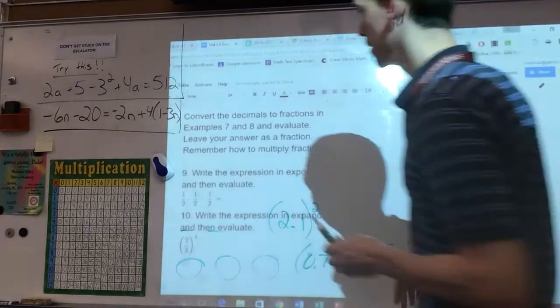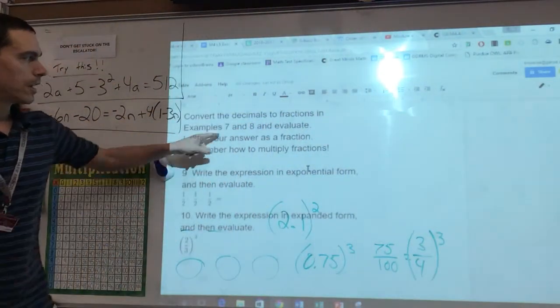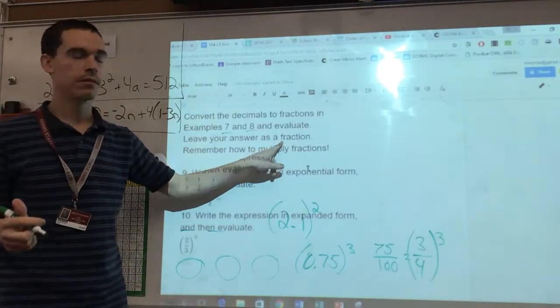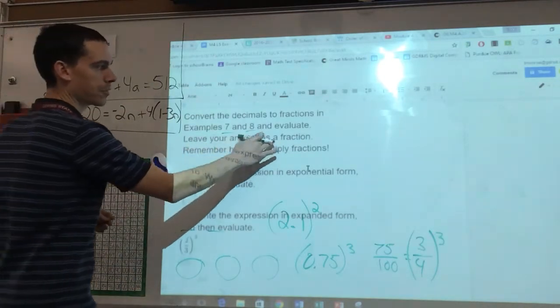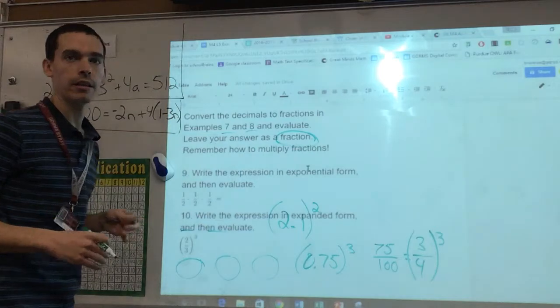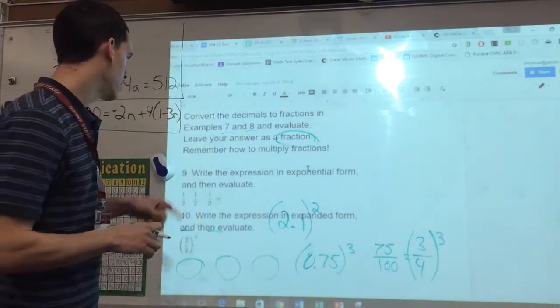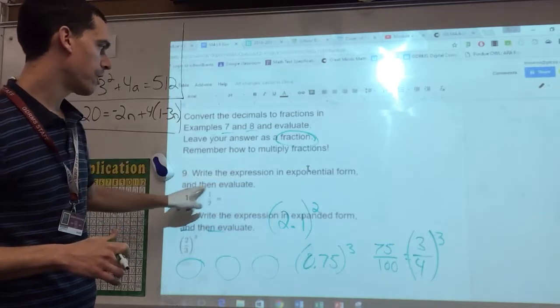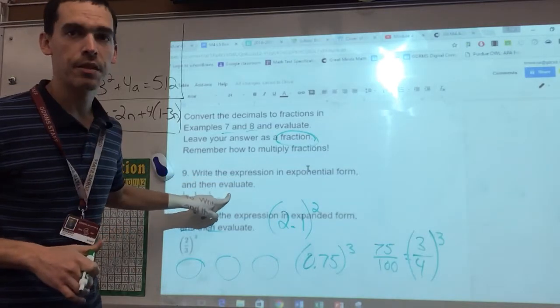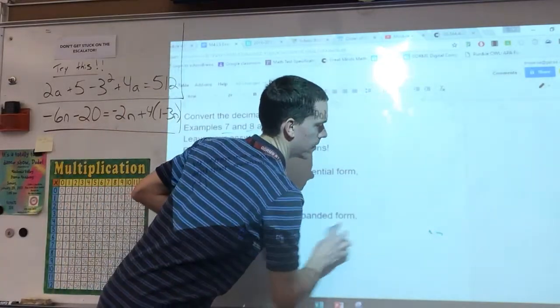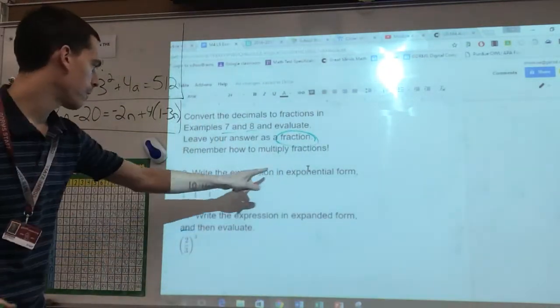So again, we want you to convert the decimals to fractions in examples 7 and 8, and then to evaluate those as well. Okay? Leave your answers as a fraction, though. All right, leave those as a fraction. I'll put a copy up on Google Classroom for you to look at as well. But then write the expression in exponential form, and then evaluate. Write the expression here.